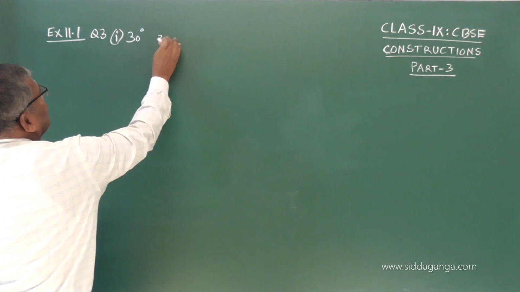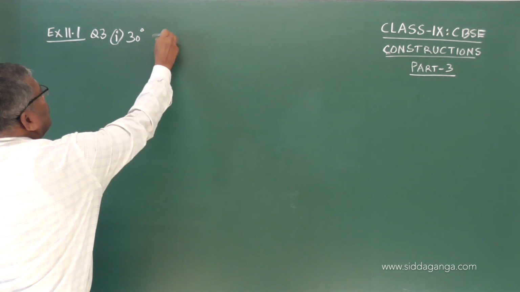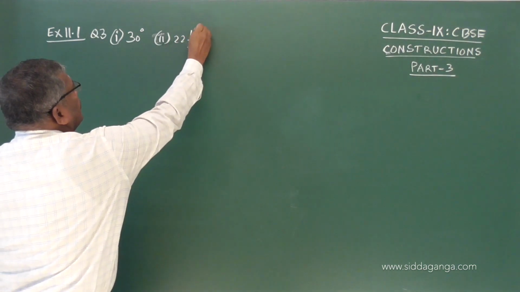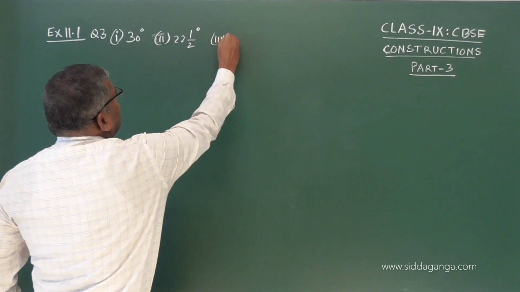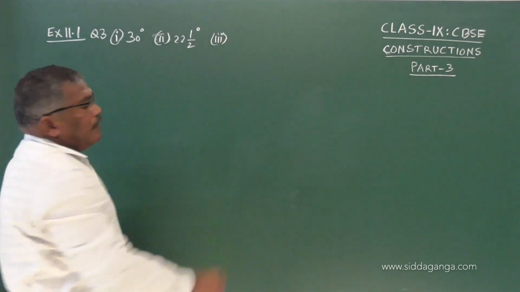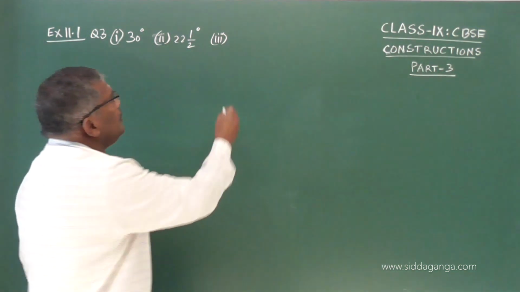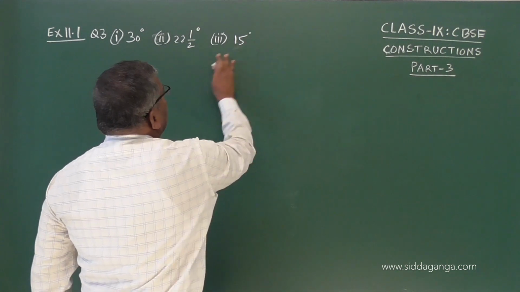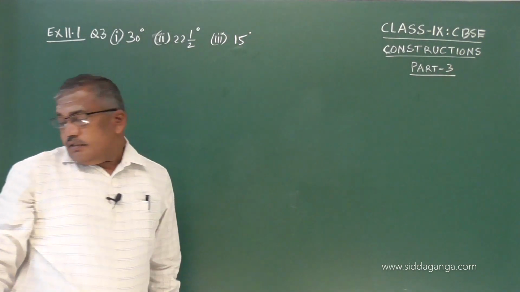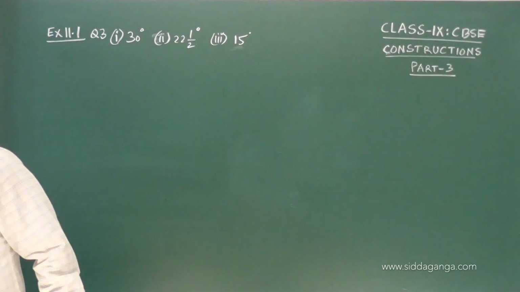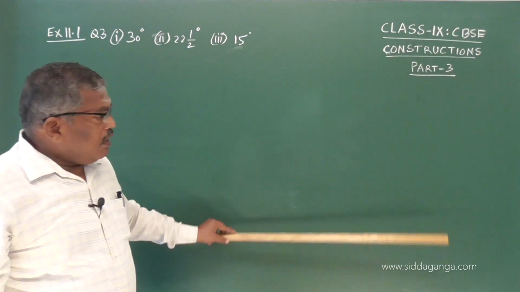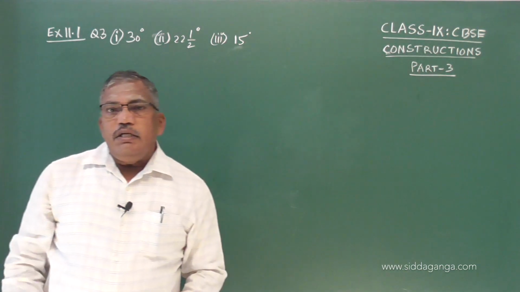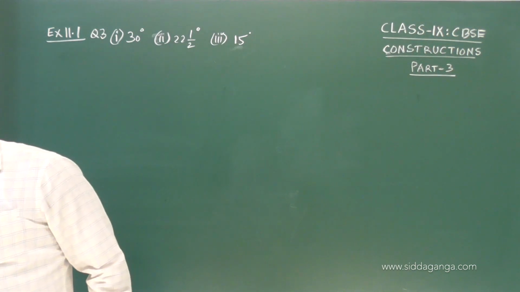Second, a 22.5 degree angle, and third one, we have to construct a 15 degree angle. So these are the three things we have to do. In these I will show you the procedure. The rest of the explanation, based on the earlier problems, you have to do as homework. I will show you how to construct these angles.